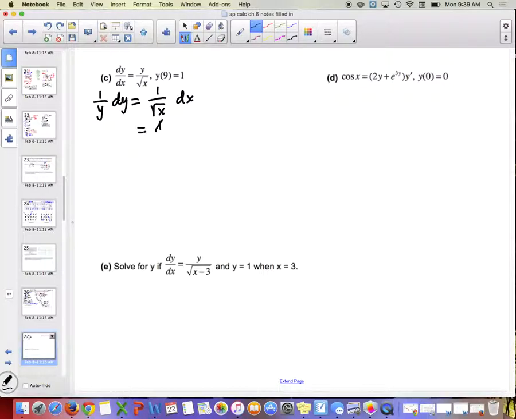So I'm going to write this as x to the negative 1/2. So I have x to the negative 1/2 that I'm integrating. And then I'm going to leave this one as 1 over y, because do you guys remember how to integrate 1 over y? Yeah. So natural log of the absolute value of y. I'm not going to do the plus c on that side. I'll do it on the other side. So I'm going to get 2x to the 1/2 plus c, and the natural log of the absolute value of y. Don't forget the absolute value. Very important.